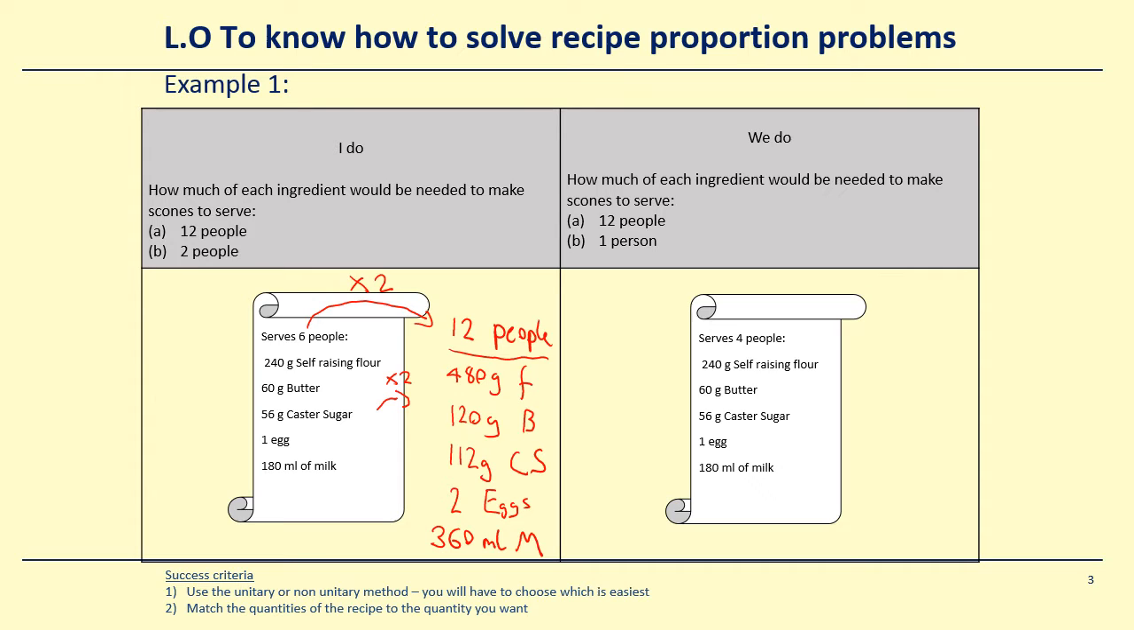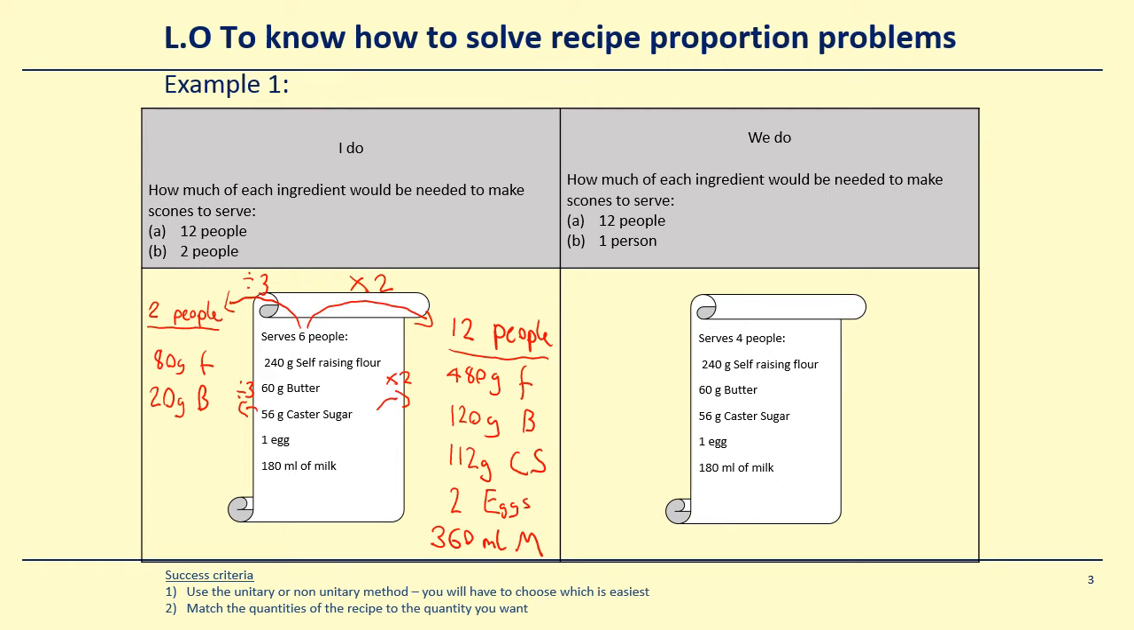Now, how about when we need to work out 2 people? Well, I'm going to do it this side actually for 2 people. So again, compare 2 and 6. To get from 6 to 2, you divide by 3 because 2 is a third of 6. And then you're just going to divide all of these ingredients by 3 as well. So 240 divided by 3 gives 80 g of flour. 60 divided by 3 gives 20 g of butter.